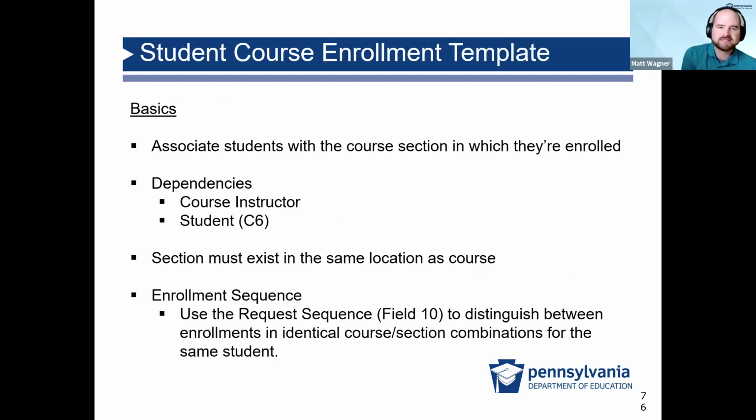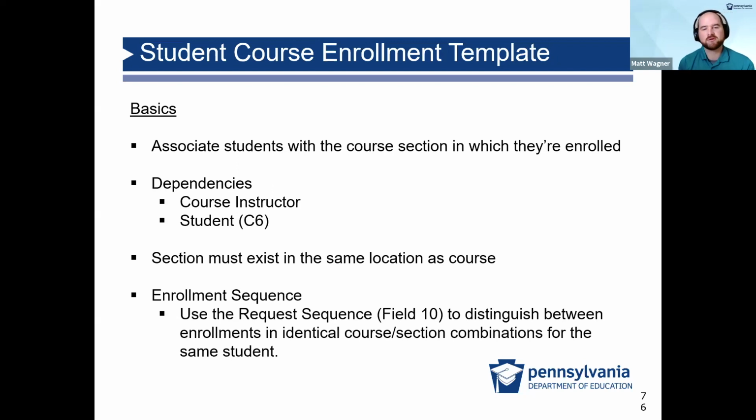And for student course enrollment template, this is every student associated with the course section within that course that they are enrolled. So dependencies are course instructor, because you need to have the correct section for those students, and then the student templates. Again, you'll get flagged and things won't process if you don't have the students in your student template, but try to put them in a course. Your sections must also exist in the same location as your course. That way we can easily follow the track from building, course, section, and student.